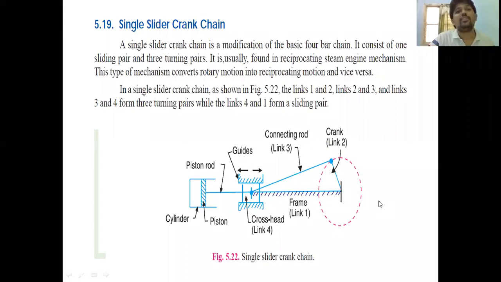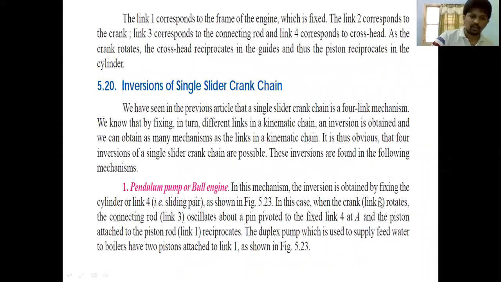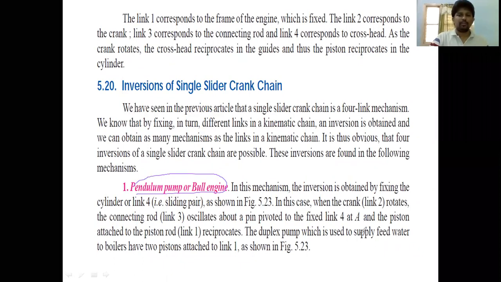Now we'll see the inversions of the slider crank chain mechanism. How many different types of inversions can we make? The first inversion of the slider crank chain mechanism is our pendulum pump. We also know it as the bull engine. What happens in a pendulum pump? You know what a pendulum is, right? A pendulum has an oscillating motion. When you define a pendulum, you define it as having a definite amount of angular velocity at every point of time. At any instant you'll definitely have the same amount of angular velocity. That's what we define as a pendulum, so the name is defined exactly here.